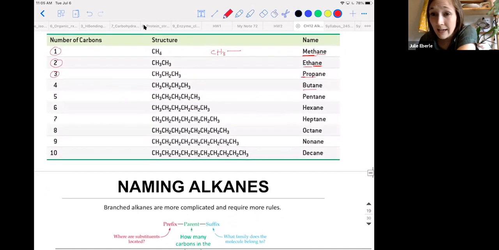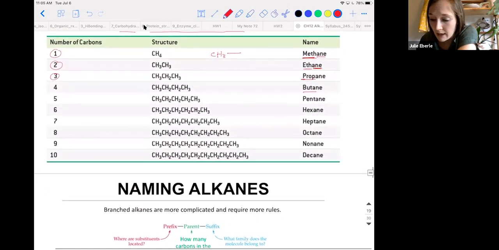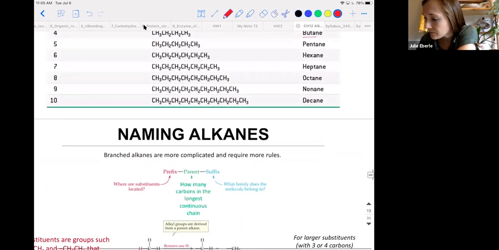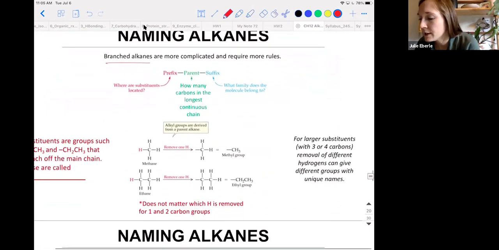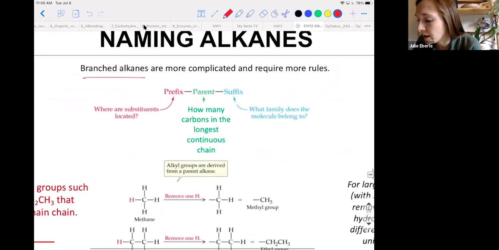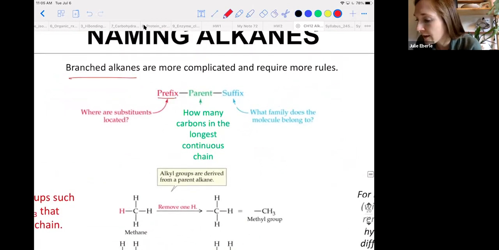All right, that's straight chain. Branch chain's more complicated. Okay, so if we have branched alkanes, here is kind of the root formula. You're going to have a prefix, then you're going to have the parent name, and then you're going to have the suffix. Now, if it's an alkane, that suffix is always ane, right?